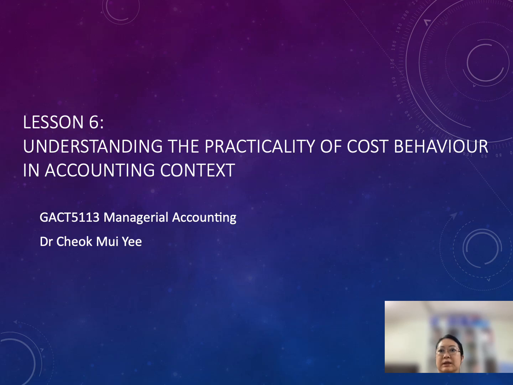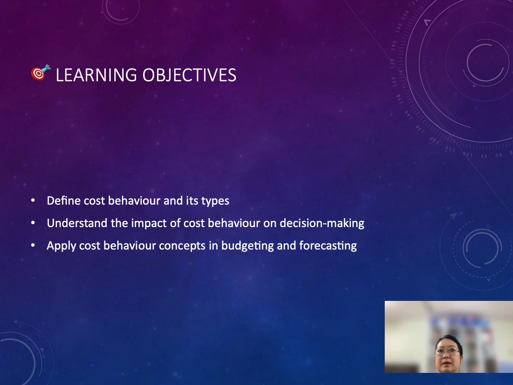Hello again, everyone. In topic 6, we are going to discuss understanding the practicality of cost behavior in accounting context. Understanding how costs behave helps managers make more accurate forecasts and better decisions, especially under different activity levels. By the end of this session, you should be able to define the different types of cost behavior, explain how cost behavior impacts decision making, and apply cost behavior analysis in budgeting and forecasting.